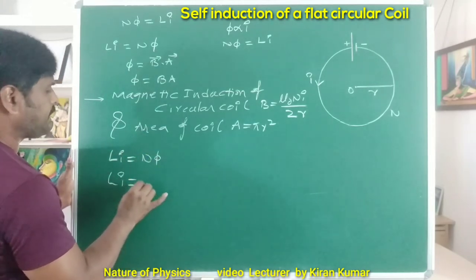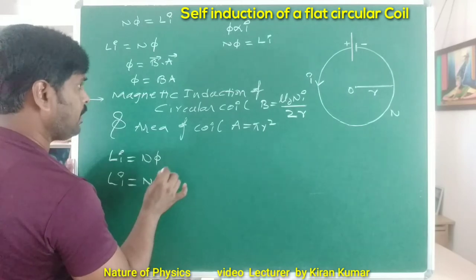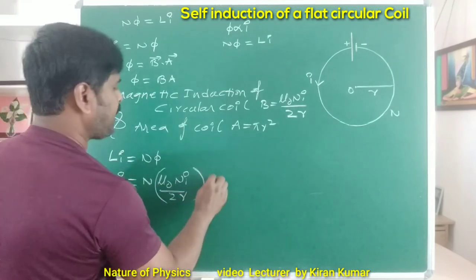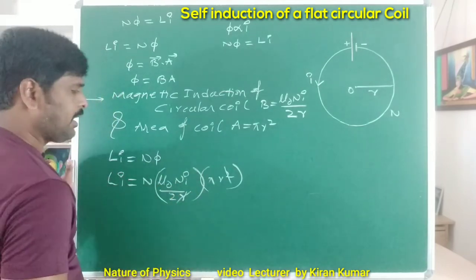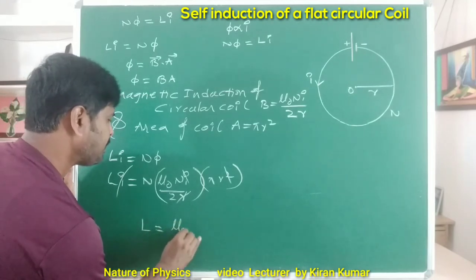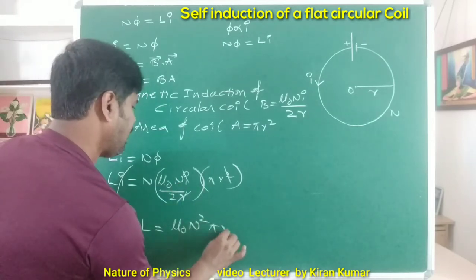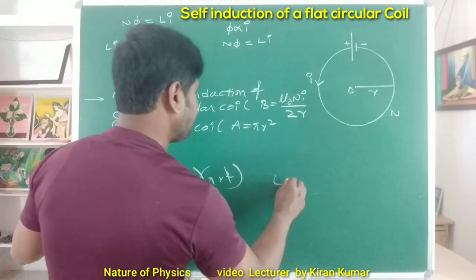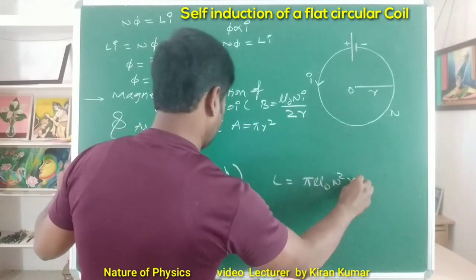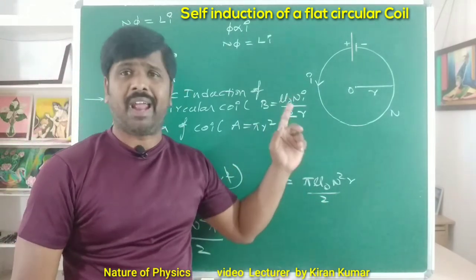So L i is equal to N phi, where the value is B A. B is mu naught N i by 2R, and the area is pi R square. R gets cancelled, current gets cancelled. So we get L equal to mu naught N square pi into R divided by 2. Simply, L is equal to pi mu naught N square R divided by 2. This is the formula for the coefficient of self-induction of a flat circular coil.